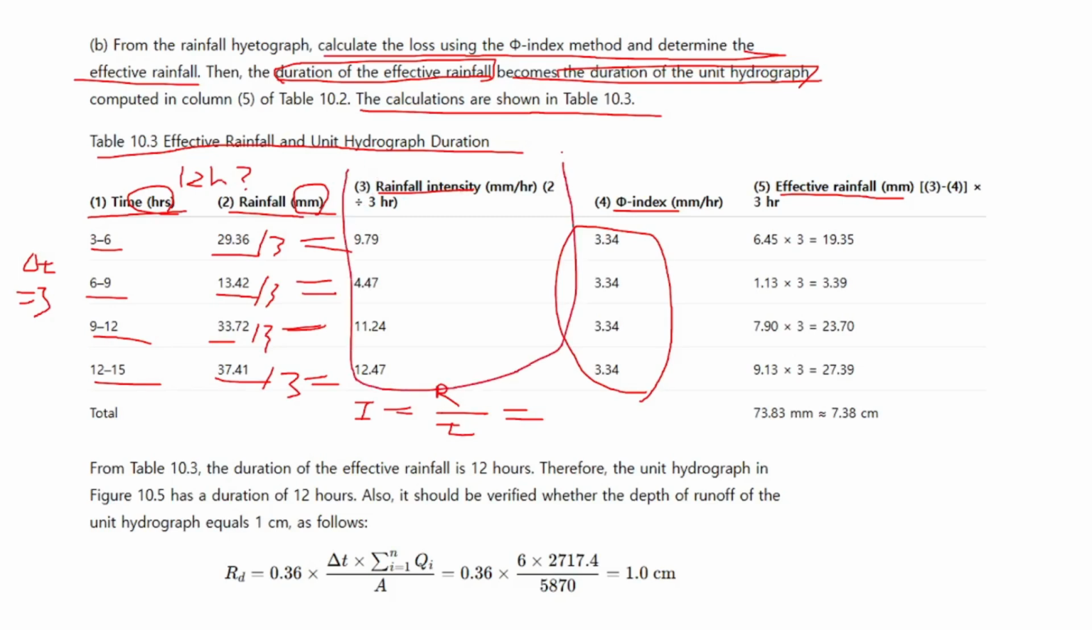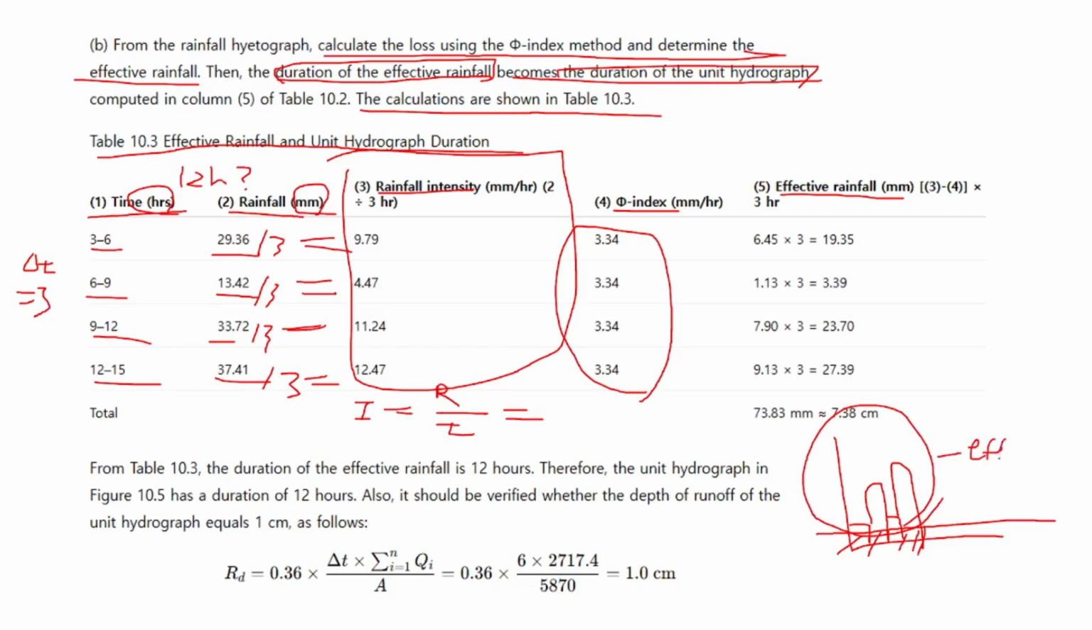And then lastly, to get the effective rainfall duration, we look at the rainfall intensity. These values are basically the rainfall hyetograph, and the phi index of 3.34 will divide this hyetograph like this. Everything that's below is loss to infiltration, and everything that's above this is effective rainfall.